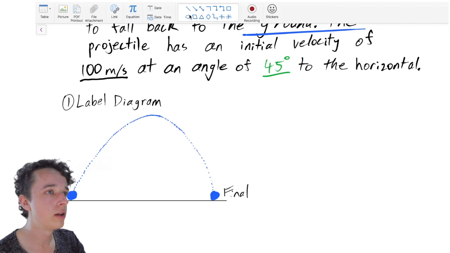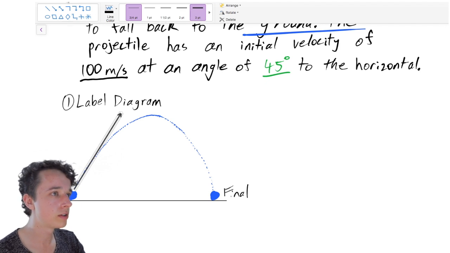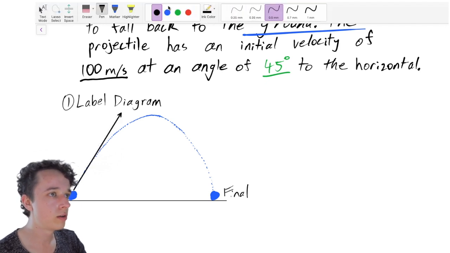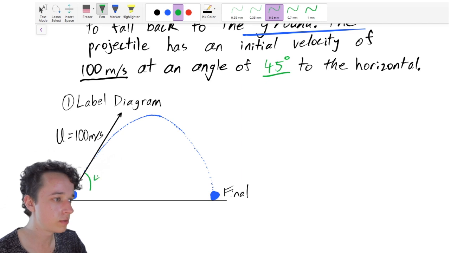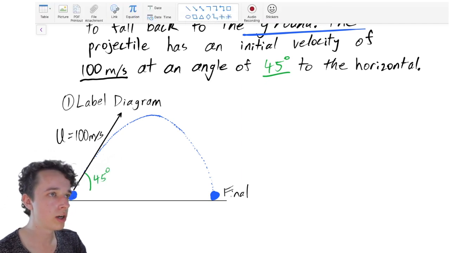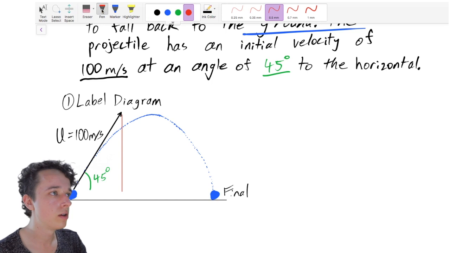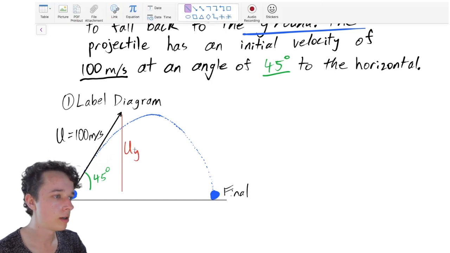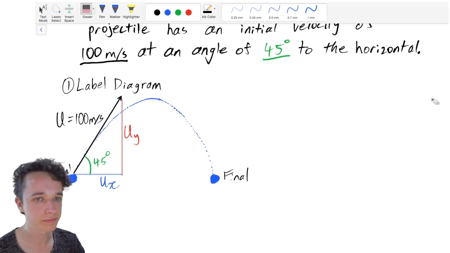What's next? We label the initial velocity with a vector. Then we write down the magnitude of that velocity, which in this question is 100 meters per second. And it is launched at an angle of 45 degrees to the horizontal. The next step is that we break this vector into its components. So this is the y component, uy. And this is the x component of the initial velocity, ux.